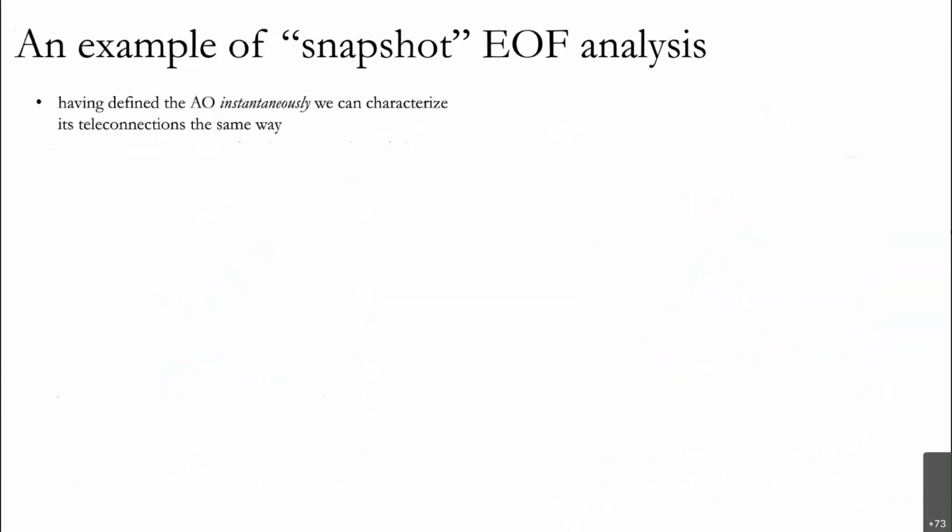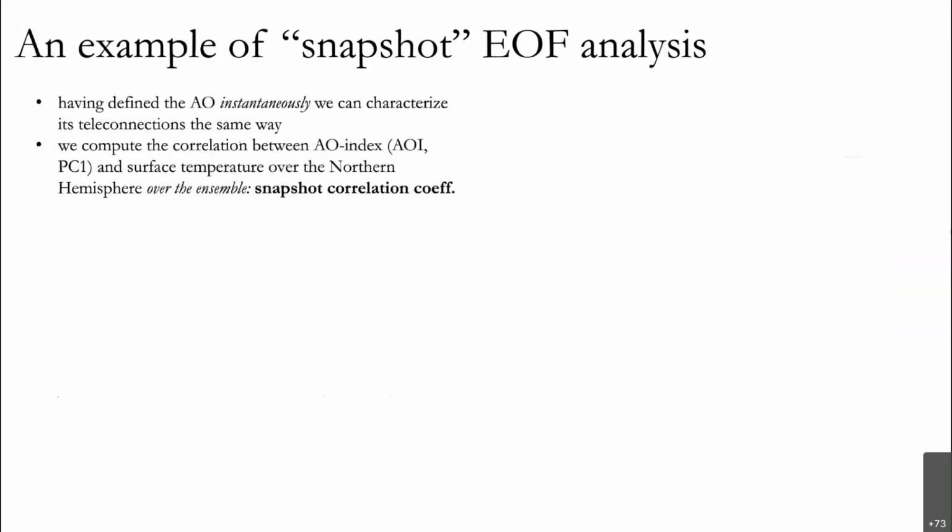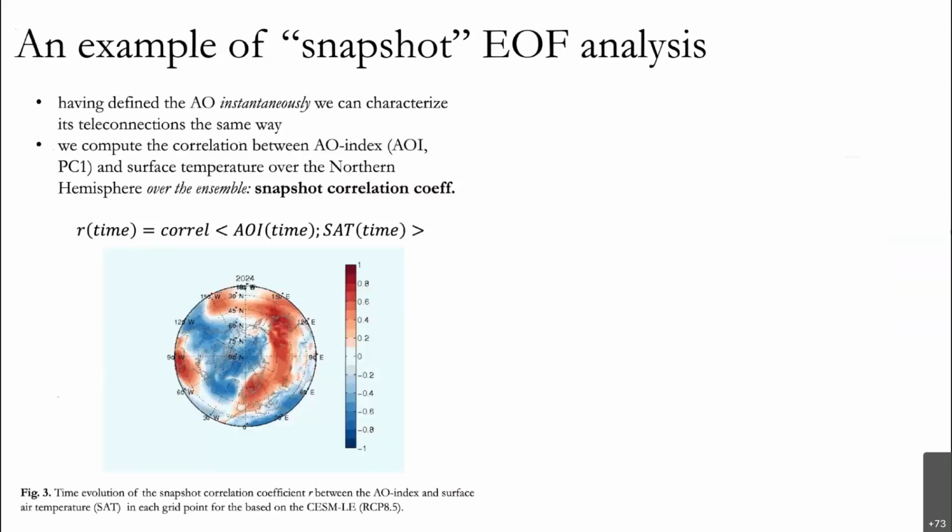Having defined the AO instantaneously, we get the AO index as the first principal component time series, whose length is the total number of ensemble members. In this case, it is 40. And then we can correlate the AO index with surface temperature at any instant, again across the ensemble. Thus, we get a time-dependent correlation coefficient time series, which refers to the strength of the connection between the Arctic oscillation mode and surface temperature. And it is shown in the figure.